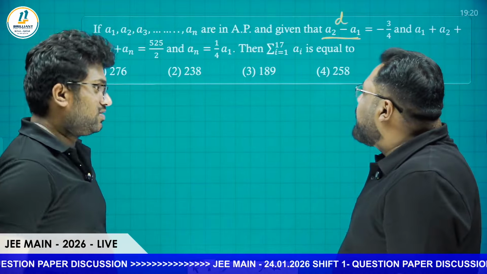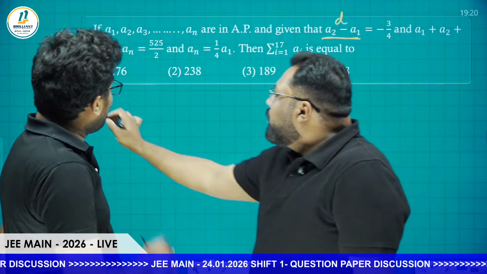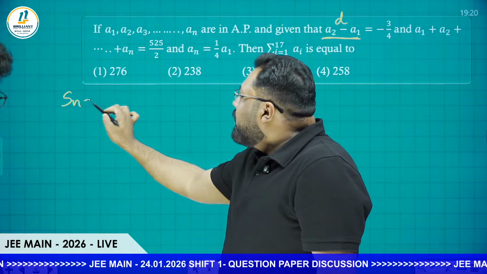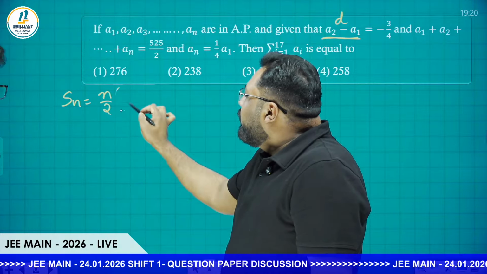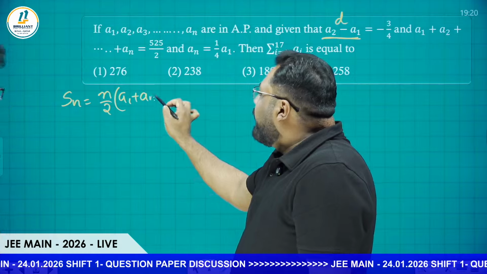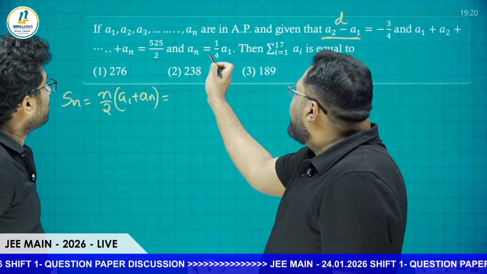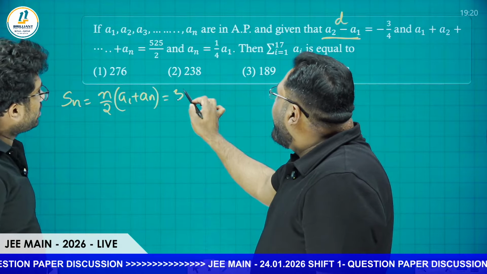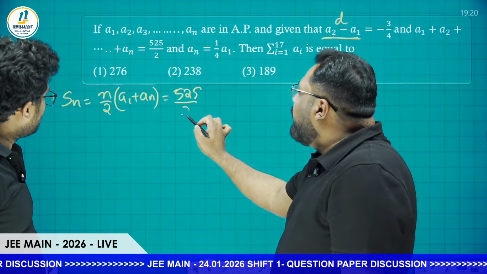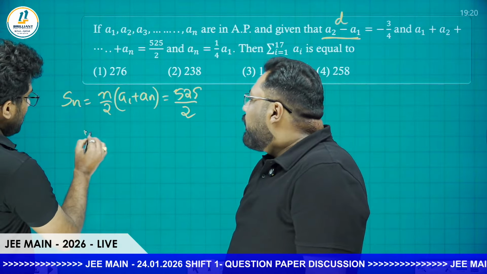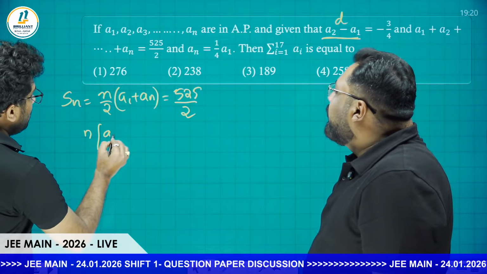Then A1 plus A2 plus etcetera, the sum of the first 10 terms. And they are giving you a relation between AN and A1. So Sn is equal to n by 2 into A1 plus AN. We can use that, because AN is given to you. So it is equal to 525 divided by 2. Substitute AN.